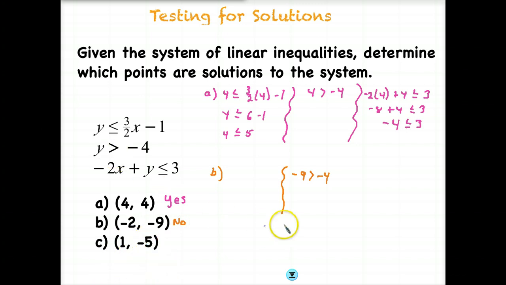Now we can go ahead and test the final one, which is C. Let's do the middle one. We have a negative 5 here for y. Is that greater than negative 4? It is not, so right away we know that that's a no. And that is how we can quickly test by putting it into the easiest equation versus starting with a more complicated one. And that is one way to test for solutions.